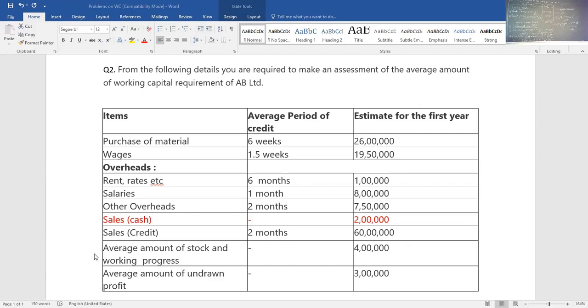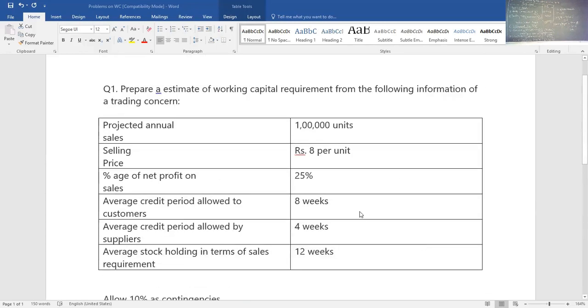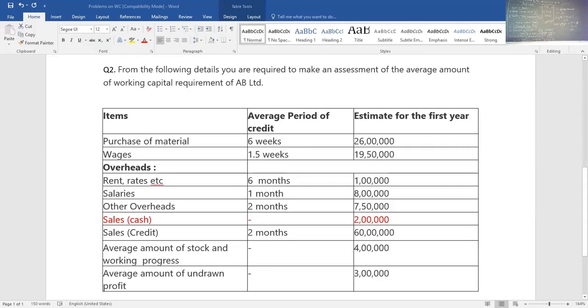Okay, and then they have told average amount of stock and work in progress. So stock and work in progress, directly they have given me the amount. Therefore, I don't break the stock amount or work in progress amount into raw materials, direct labor, overheads, etc. because the stock and work in progress amount is directly given to me. And the last one, average amount of unwithdrawn profit. So profits are again ignored. In the previous sum, we had profits given in as selling price where we had to remove the profit. Here profit is given in terms of rupees where we will ignore it.